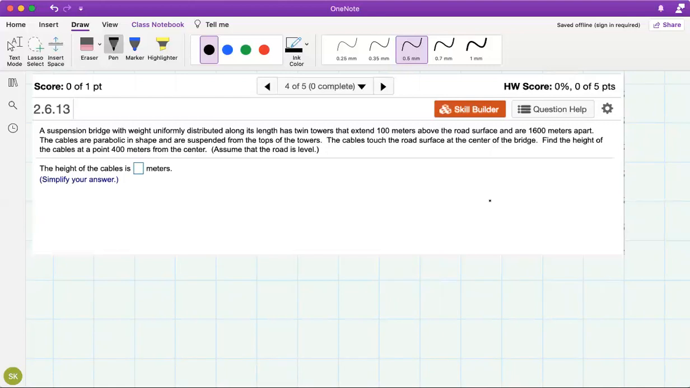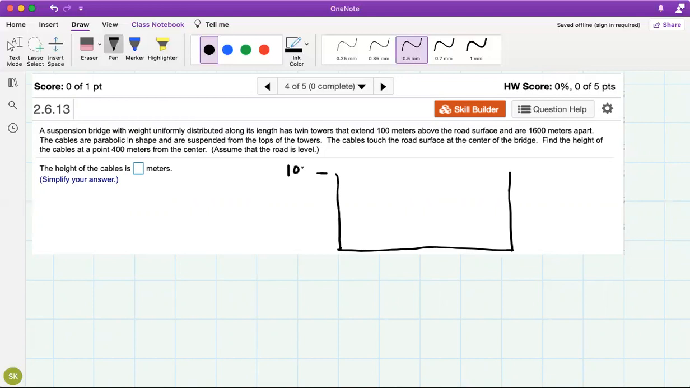I'm going to start drawing a picture to help me interpret what's going on. So we have a bridge. Okay, I'm going to draw a straight line like this. And it has two towers at the end of the bridge. So here's a tower and here's a tower. And they extend 100 meters. So the distance from here to here is 100.